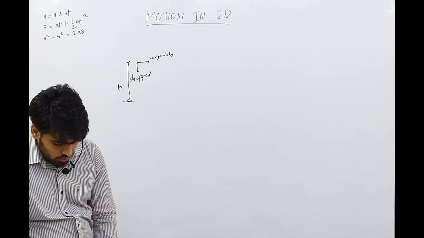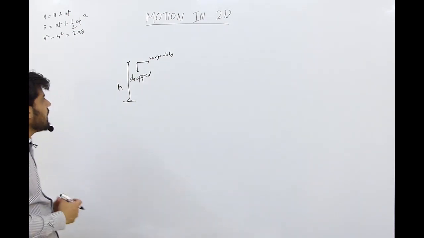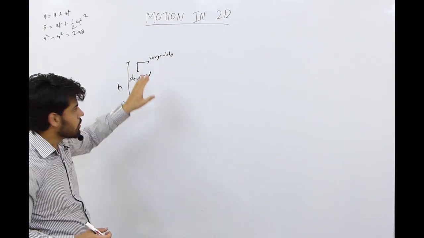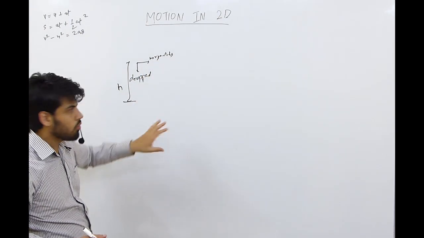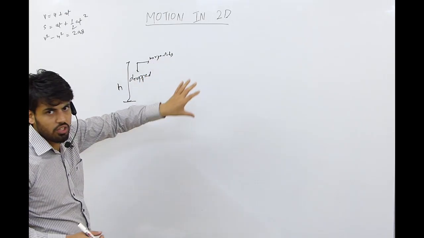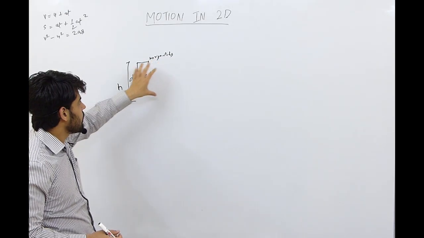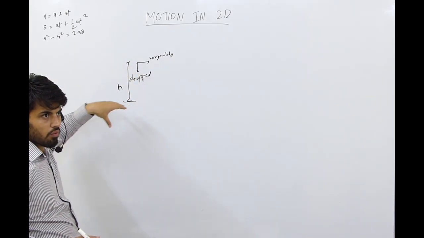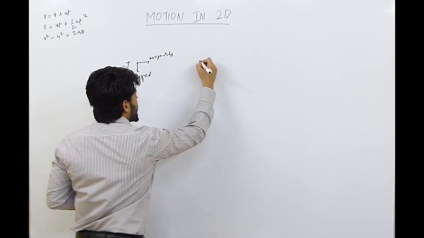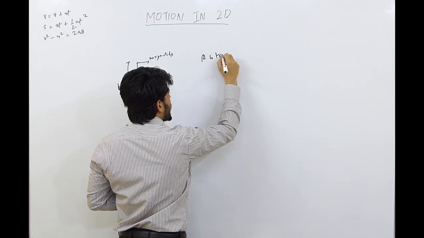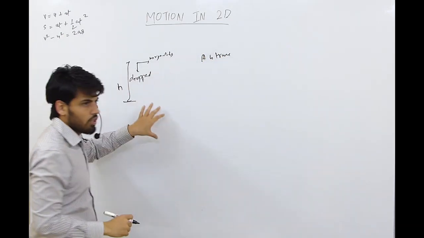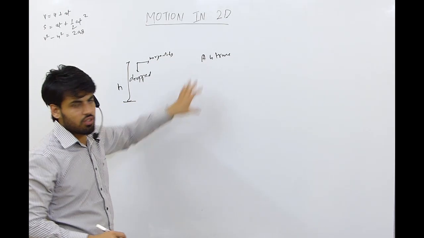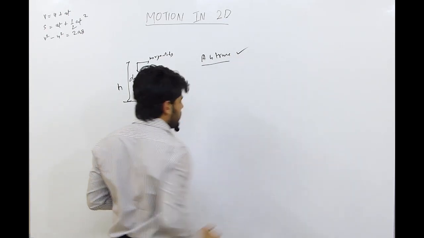Horizontal velocity has no effect on the vertical direction. That is true because in the horizontal direction there is no acceleration, so that velocity will not change the velocity in the vertical direction. So in this, the assertion is true and the reason is also true, and the reason is the correct explanation for the assertion. So in this case we will take A as true.